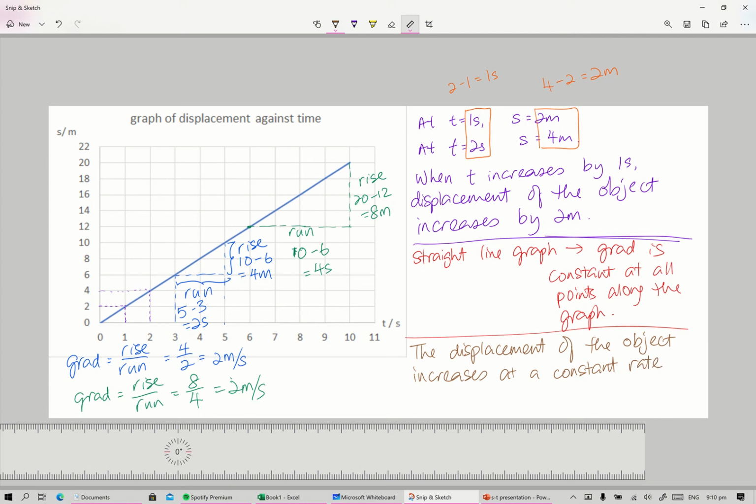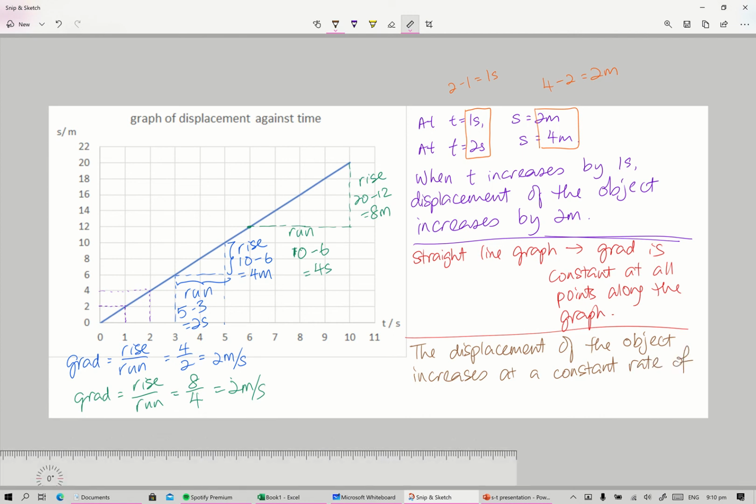So we say it increases at a constant rate of 2 meters per second. The displacement increases 2 meters. So the displacement of the object increases at a constant rate of 2 meters for every 1 second. So that is a more comprehensive description of an object using the displacement time graph.